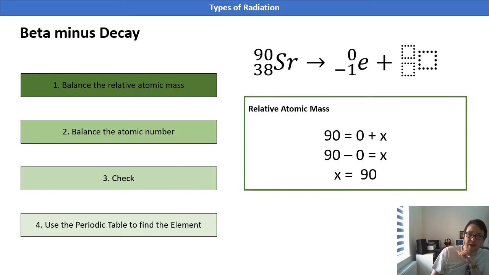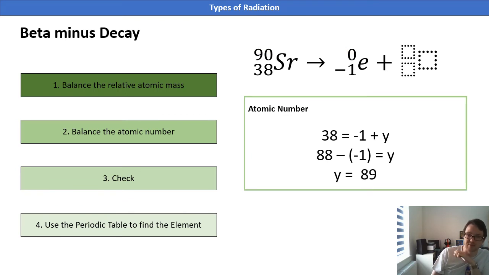Okay, what about a beta minus decay? A beta minus decay is again very similar. We'll start with the top number. So we've got 90 is equal to 0 plus an unknown. Hopefully you realise if you've not lost any, it'll still be 90. So my mass number will be 90 at the top.